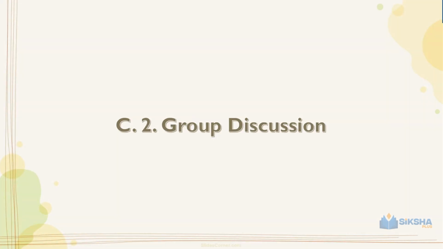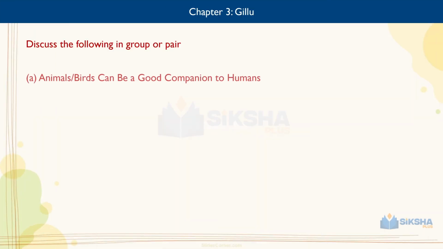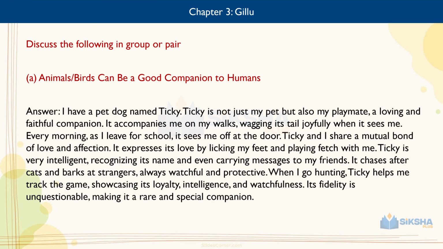Next question, group discussion. Discuss the following in group or pair. Number 1. Animals, birds can be a good companion to humans. Answer. I have a pet dog named Tiki. Tiki is not just my pet but also my playmate, a loving and faithful companion. It accompanies me on my walks, wagging its tail joyfully when it sees me.